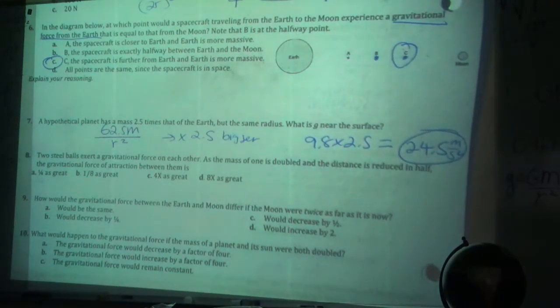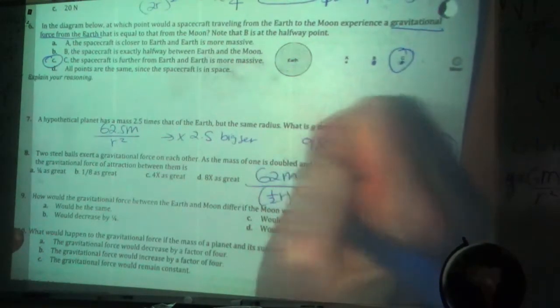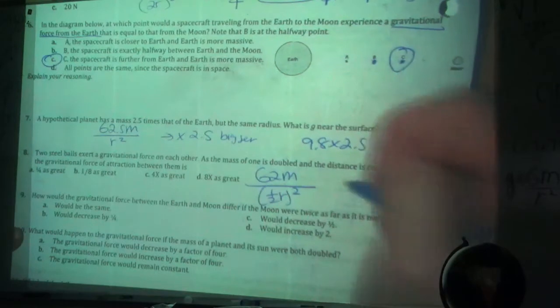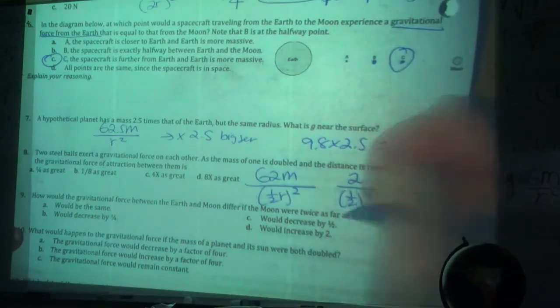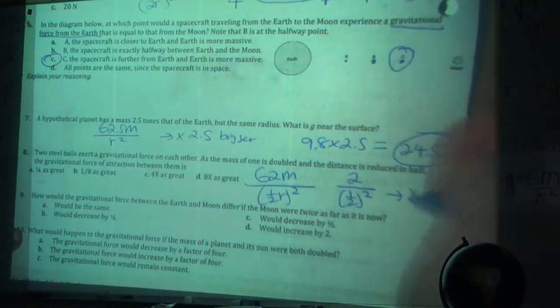Steel balls exert a gravitational force on each other. As the mass of one is doubled and the distance is reduced in half, the gravitational force between them is, so twice the mass and 1/2 the radius, or 1/2 the distance. That's a factor of 2 over 1/2 squared. Make sure you're careful with parentheses around this because that would be times 8 bigger, so D.